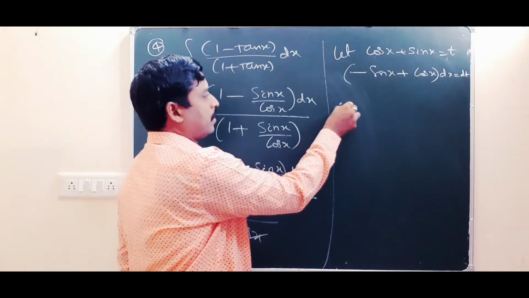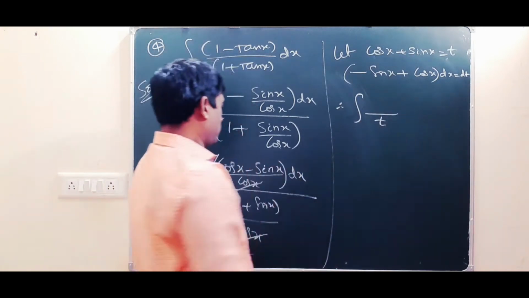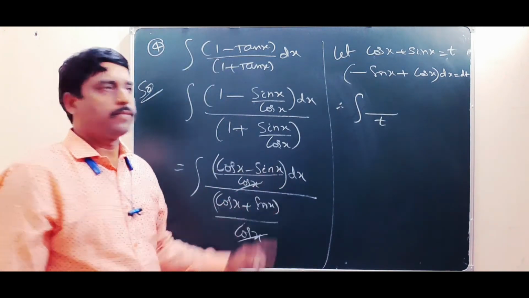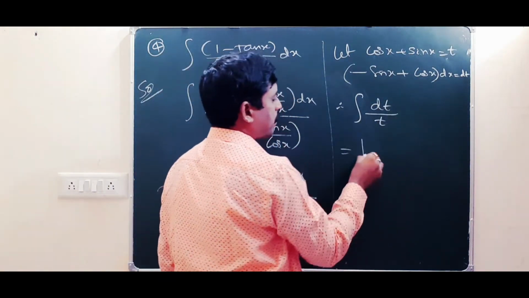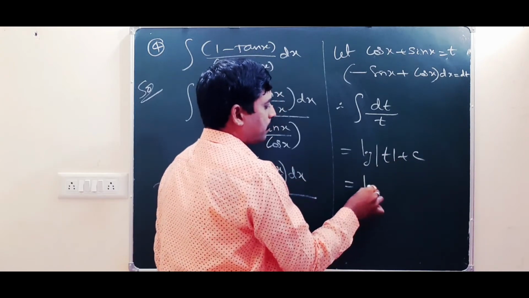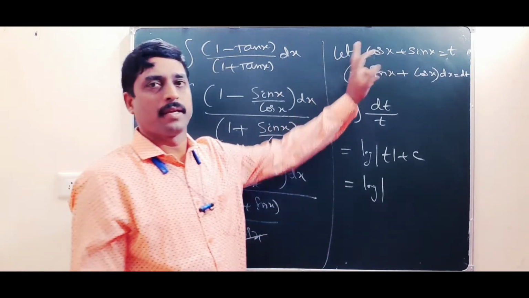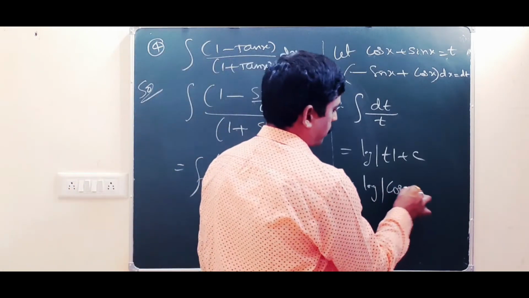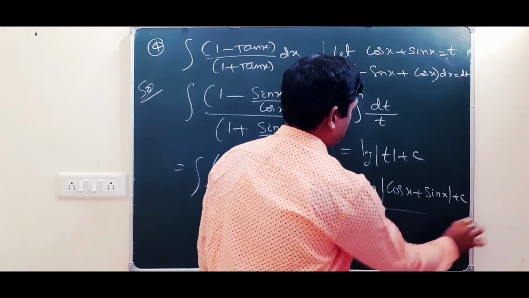Therefore, in the integral, write t in the denominator. For cos x minus sin x dx, we have got dt. So the integral of dt by t gives log t. In the place of t, we should write cos x plus sin x. This is the answer.